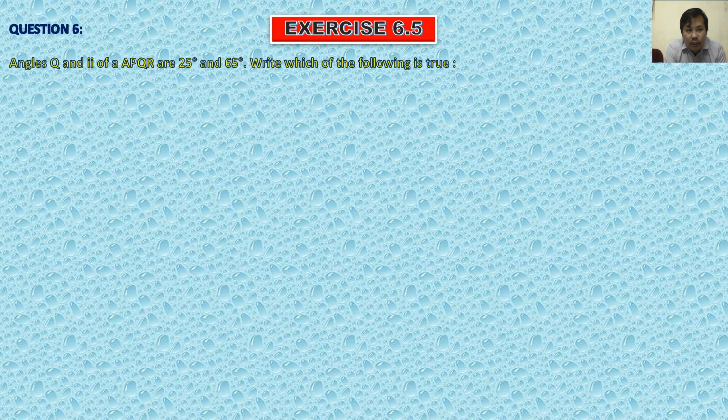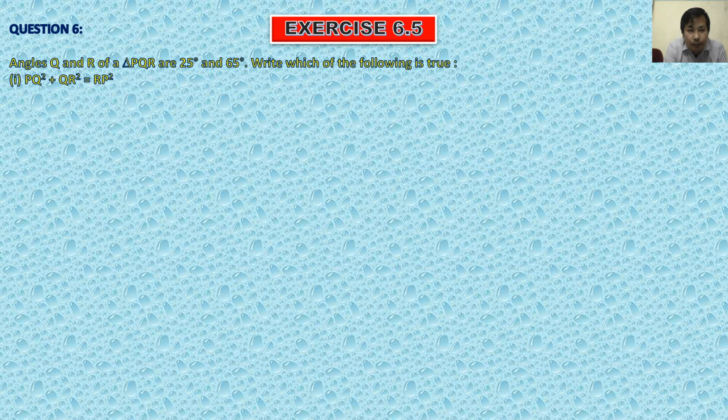Next we have question number 6. See, my dear student, in question number 6 it is saying that angles Q and R of a triangle PQR are 25 degree and 65 degree. So write which of the following is true. Here you can see some more questions there.